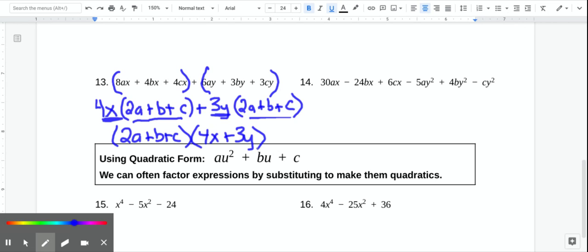All right, let's try number 14. I'm going to switch colors here so we don't get confused. So we're going to group this, put those 3 together, and put these 3 together. That negative sign needs to stay with the 5.